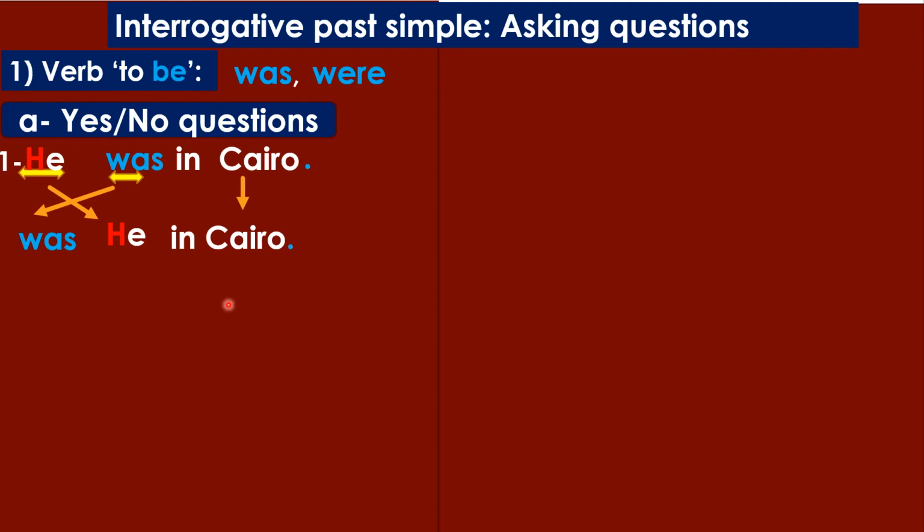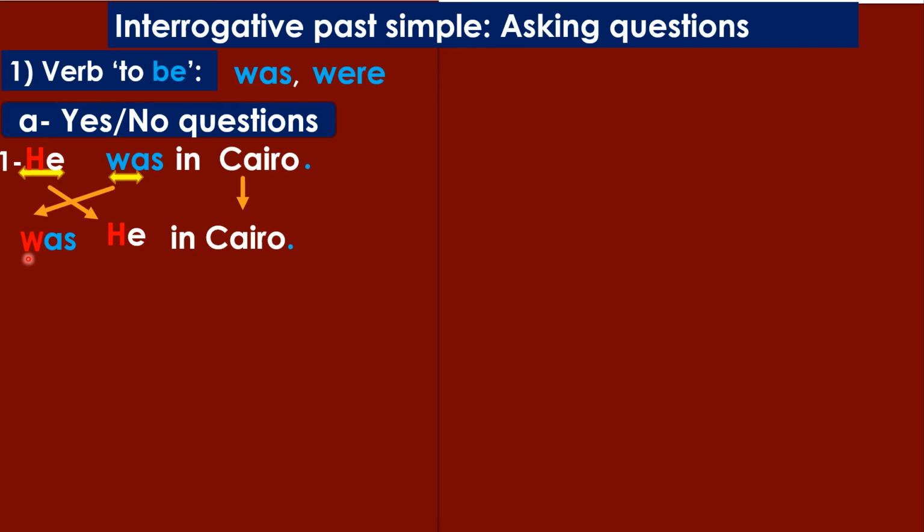Okay, but is that all? Was he in Cairo? Is it a correct yes/no question? Here, this is indeed a question. It has become a yes/no question. Was he in Cairo? But I need to make some changes. So if you look here at the W in the word was, it's a small letter. So I'm going to change it into a capital letter.